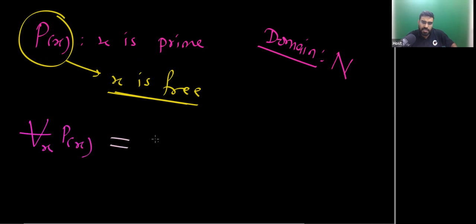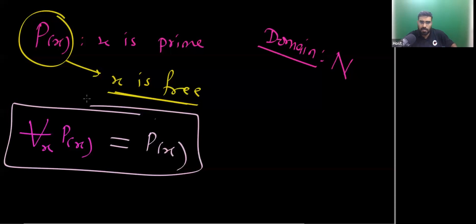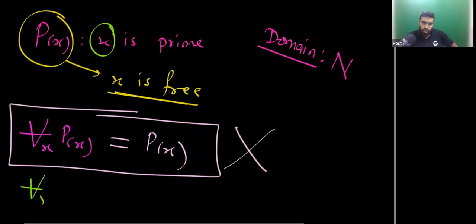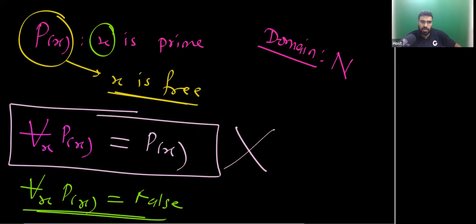Is this the same as P(x)? The answer is no. This is not the same as P(x) because there is a free variable, so this universal quantifier can affect it. This is actually false. This is not the same as P(x). This is a proposition. So you can see this is a proposition.